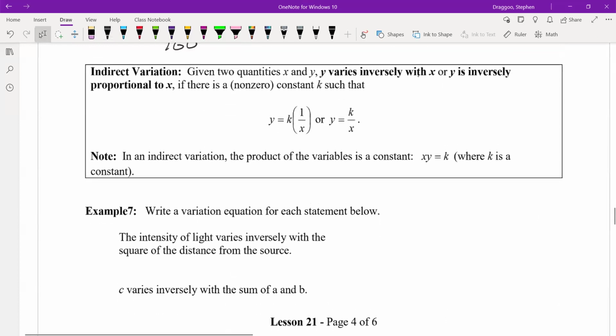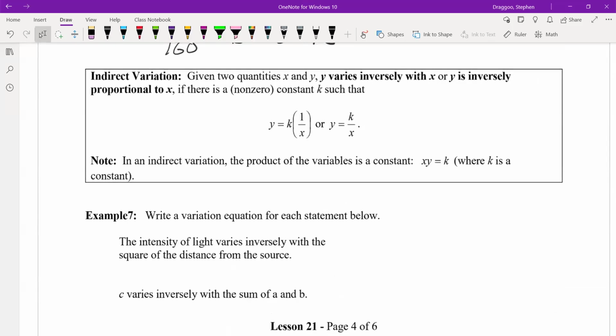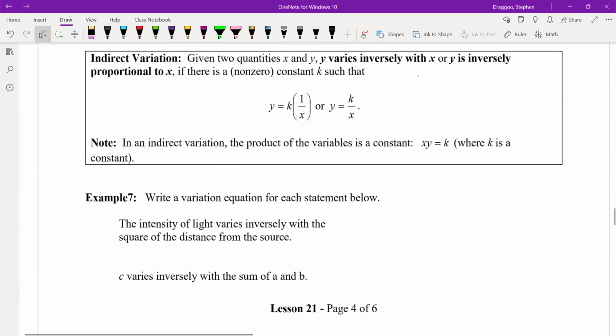All right, indirect variation, or y is inversely proportional to x. Same idea. I'm going to set them on opposite sides of the equation, except now one needs to be in the denominator. If two things are indirectly varying, it means that their product is equal to some constant value, but as one goes up, the other must go down.